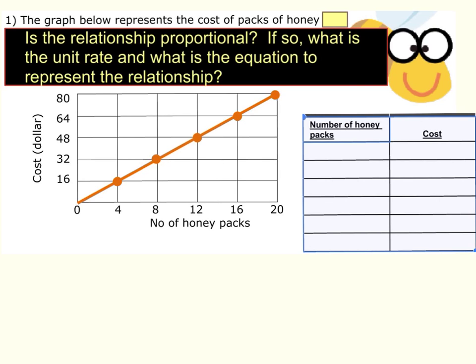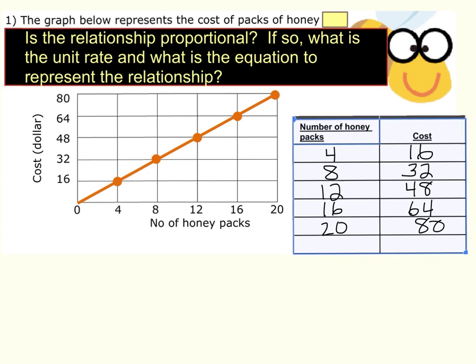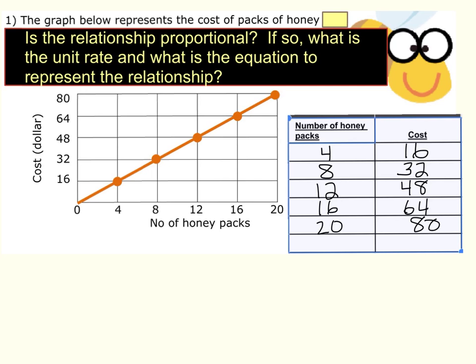So what I want you to do is make a copy of the table, and fill in the table with points from the graph. So pause the video and fill in the table in your notebook. When you're done, press play. Okay, so your table should look like this. You should have 4 packs of honey cost $16. 8 packs of honey cost $32. 12 packs of honey cost $48. 16 cost $64. 20 packs cost $80.